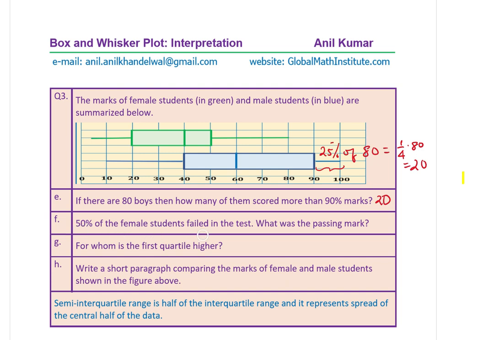50% of the female students failed in the test. What was the passing mark? So if 50% fail, 50% means from the median, correct? So that is what we are looking at. So that is 40. So the passing mark is 40%. You get the idea, right? So 40% is the passing mark.